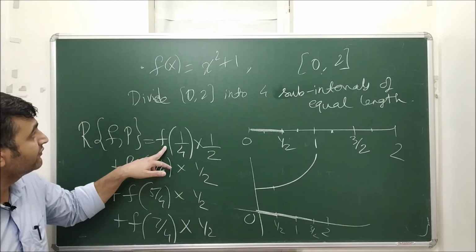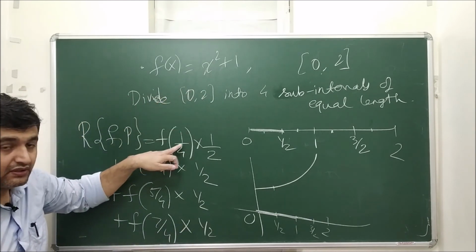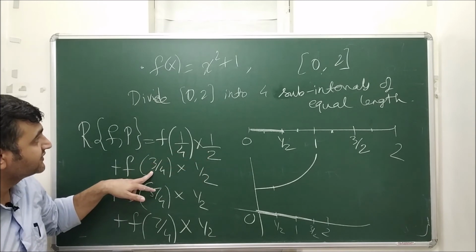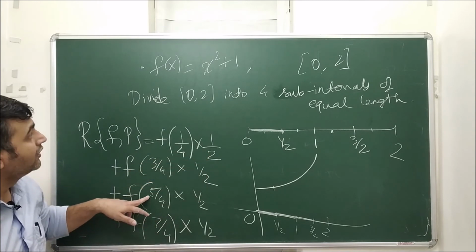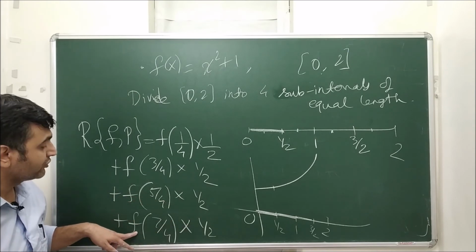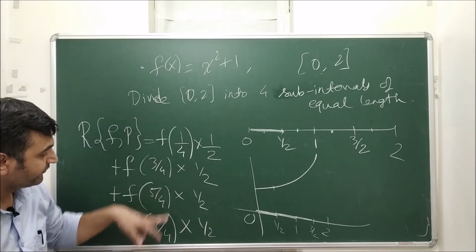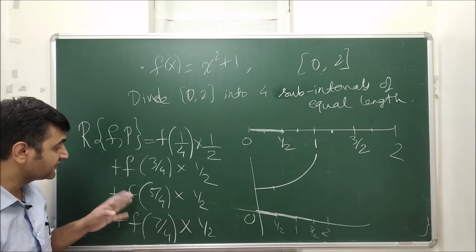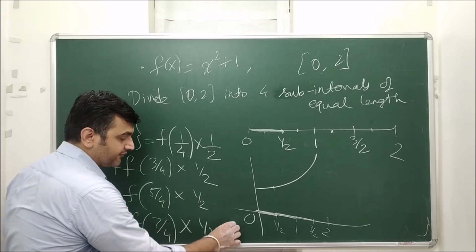So what is f of 1/4? 1/16 plus 1, into 1/2. This is 9/16 plus 1, into 1/2. This is 25/16 plus 1, into 1/2. And this is 49/16 plus 1, into 1/2. And so that's what your RFP is.